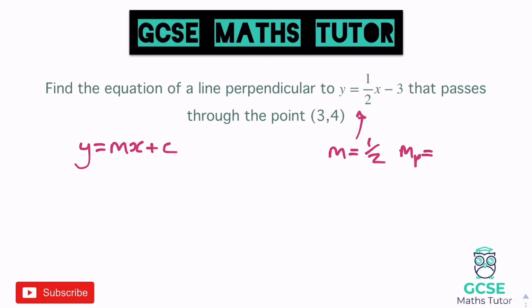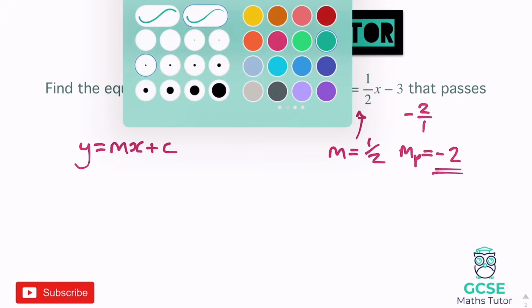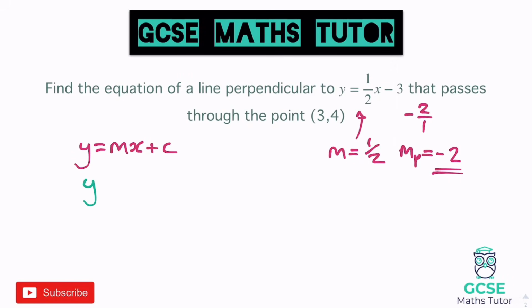So mp equals, flip it over and change the sign, we get -2/1, which is -2. And again, you can write that down as -2/1 and then simplify it down to -2 if you want. But there we are, that's the gradient we're going to be using, -2. So just like before when we've done this, put your -2 into your line equation. So y equals -2x plus c. And we're going to start to figure out the equation of this line.